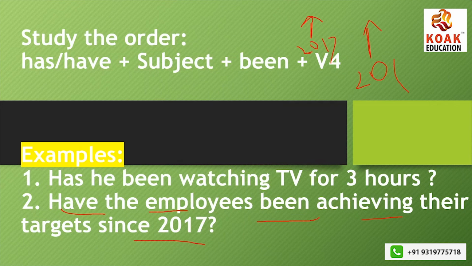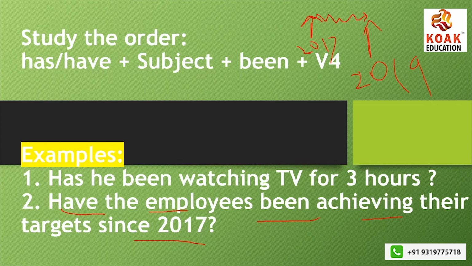So when I'm talking about 2019, see, since 2017 the action should have started. Until now, they should be achieving their targets. So I'm asking, have the employees been achieving their targets since 2017? It can be yes, they have been achieving. It can be no, they haven't been achieving, or they have not been achieving their targets since 2017. Okay, so it becomes simple, but only if you keep on grabbing it, if you keep on working onto it, then it becomes simple. Otherwise, no. So you see, it is easy to understand.